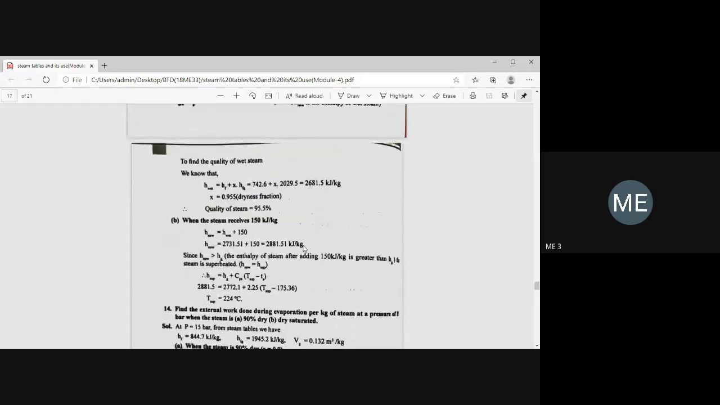And second condition, when the steam receives 150 kilojoules per kg of heat, obviously it is a superheated steam only, because when the steam receives this much amount of heat, there will be heat addition, and the condition of the steam is superheated only. Okay. So in this case, you have to take the value of 2731 that we have calculated, and add 150 kilojoules per kg of heat.